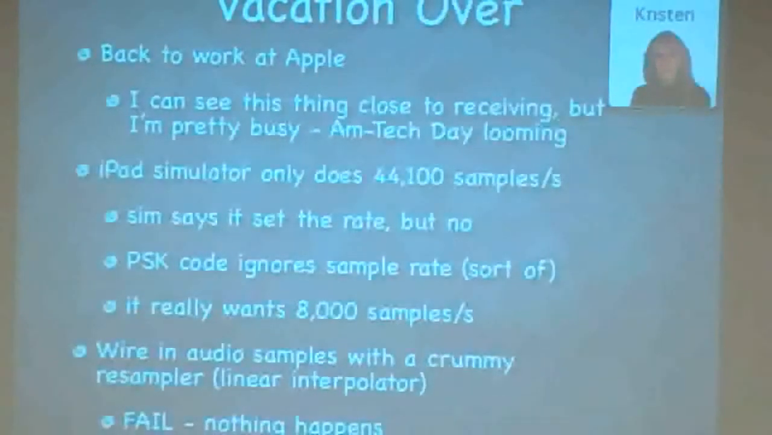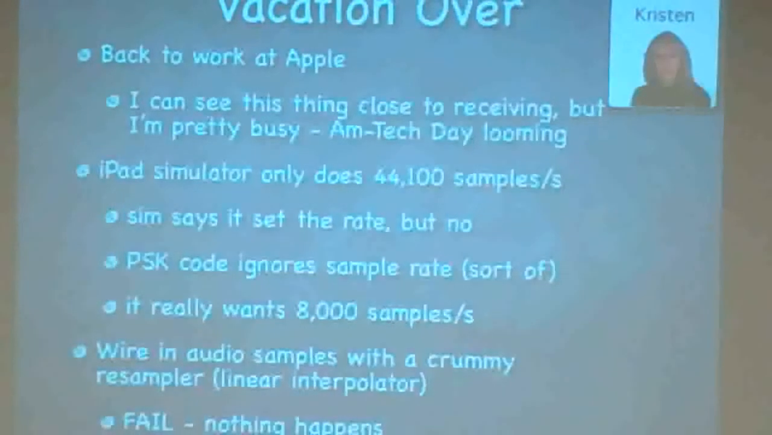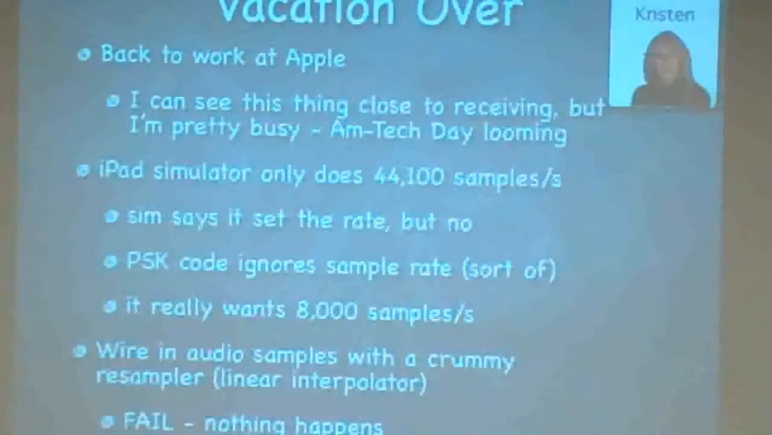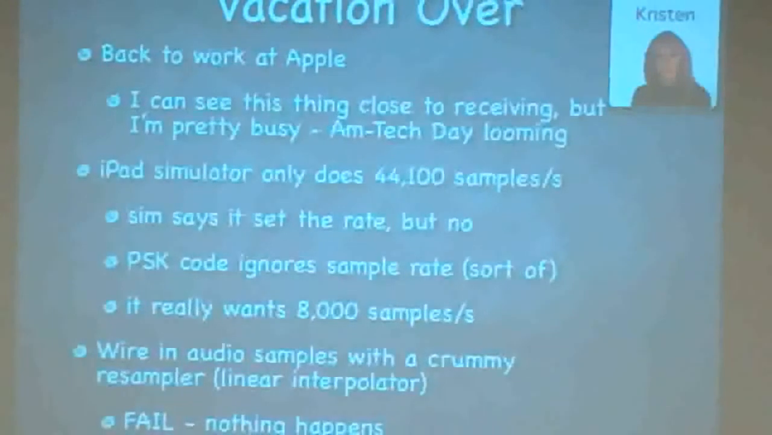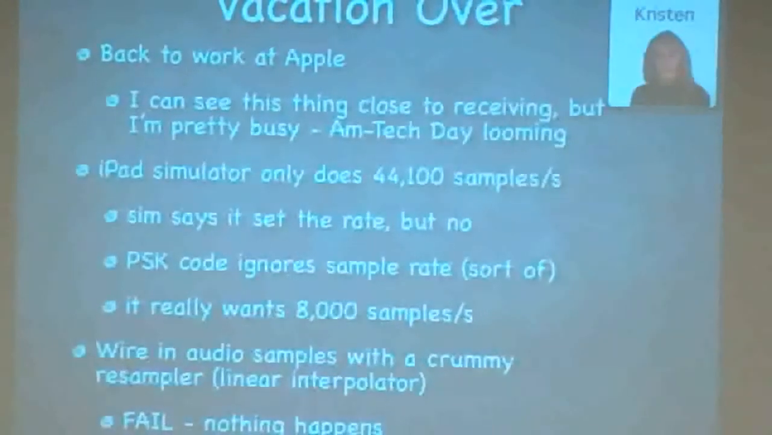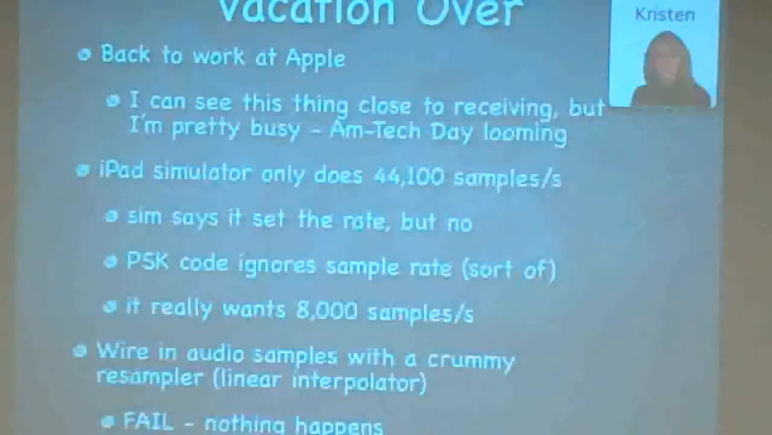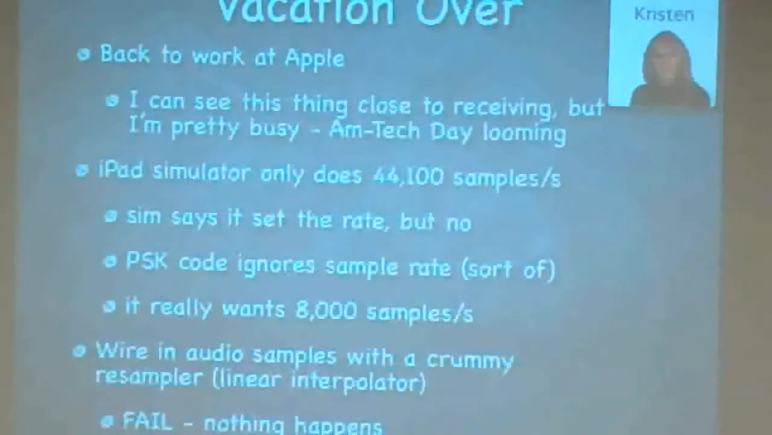And one thing that I find out early on is that the iPad simulator only seems to do 44.1 kilosamples per second. And so I thought, well, I should just turn this multi-rate code onto this higher sample rate, but no, that doesn't work either. It claims, well, it takes a parameter that says, give me the sample rate, but it really doesn't do much on the inside. It sets a few of the things differently, but mostly wrong. So I knew that it had to be 8,000 samples per second. It really wanted that. And so I wrote a quick and dirty resampler, just an interpolator style, just averaging samples, and it just utterly failed. It didn't work at all.